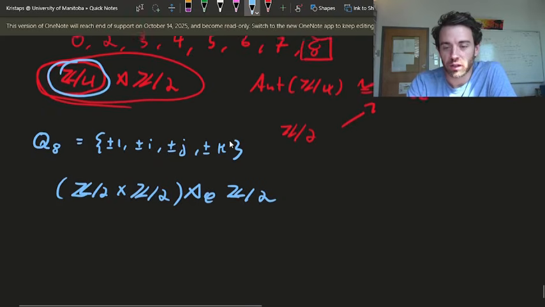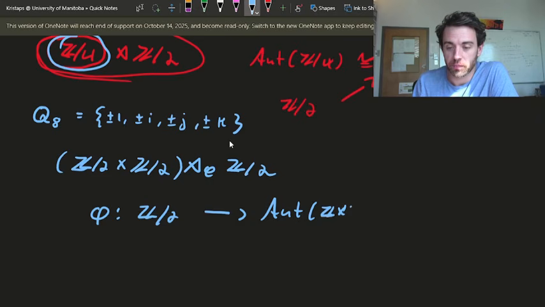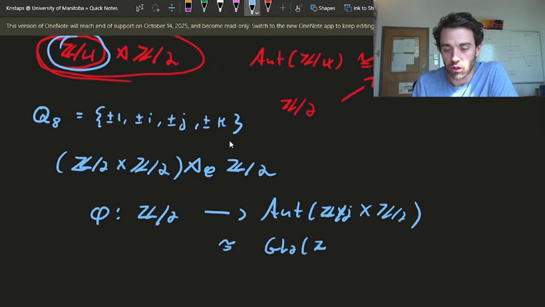Well, let's think about how we could construct it, right? We need to have a homomorphism from Z mod 2 into the automorphism group of the Klein group. So Z mod 2 cross Z mod 2. This is isomorphic to 2 by 2 matrices over Z mod 2 viewed as a ring.